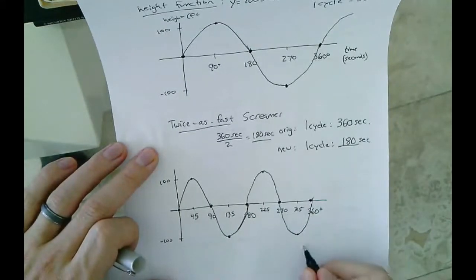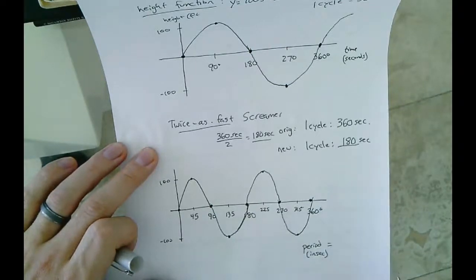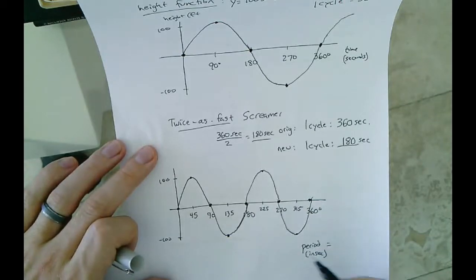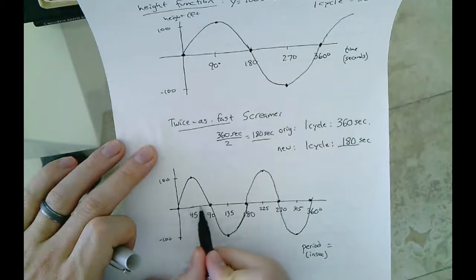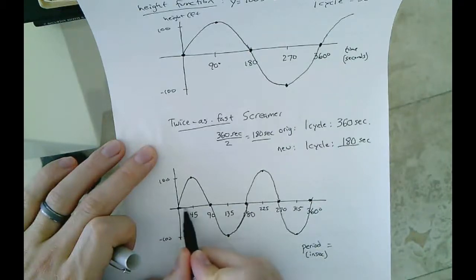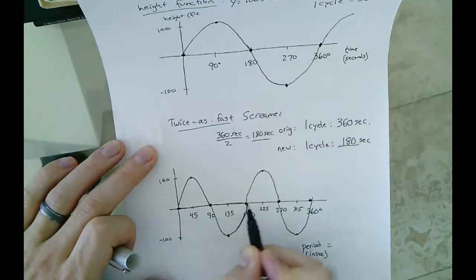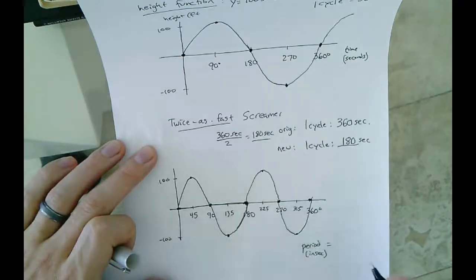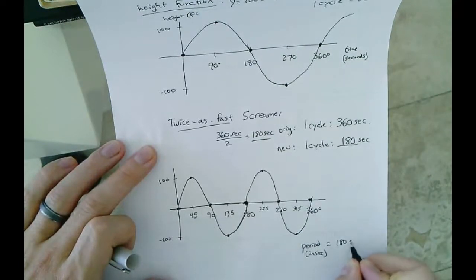I want you to tell me what is the period in seconds of this new Screamer here. What's the period in seconds? Pause right now, think to yourself. And coming back here, we know that the period is the length of one cycle on the x-axis. So from here it starts at 0 and all the way until that pattern starts repeating is right here. So this distance right here is 180 seconds.